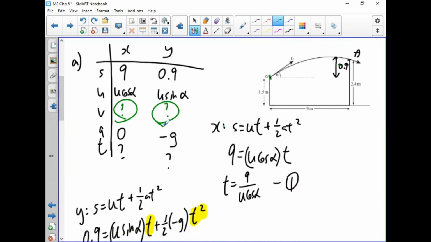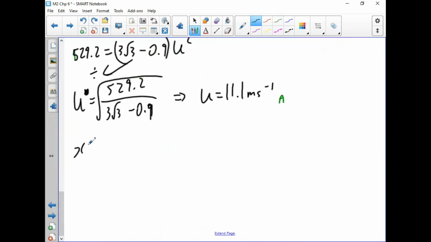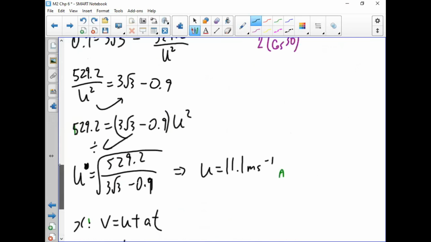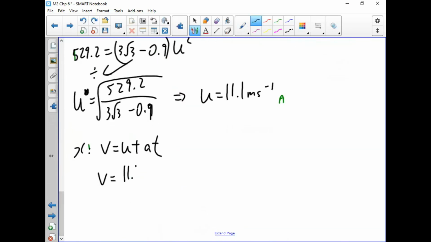We found the value of u, so it's time to put it back into each column to find the Vx and Vy. So let's do that. So for the X column, I'm going to do v equals u plus at. What's the value of u in the table? u cos alpha. So v equals u cos alpha plus a times t. So v equals 11.1 cos 30. I'm going to leave it like this. Now remember, the 11.1 is the value of A.